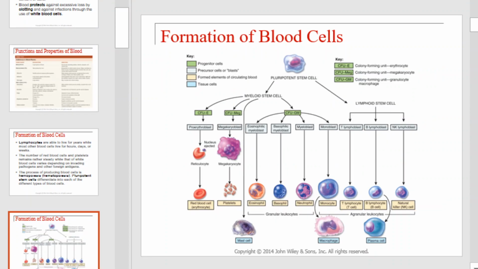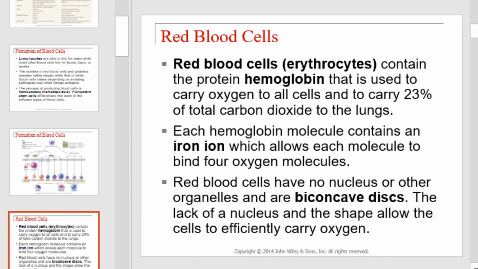This chart illustrates the potential for a pluripotent stem cell to differentiate into a wide variety of formed elements. The red blood cell, or erythrocyte, contains the protein hemoglobin that is used to carry oxygen to all cells and to carry 23% of total carbon dioxide to the lungs.